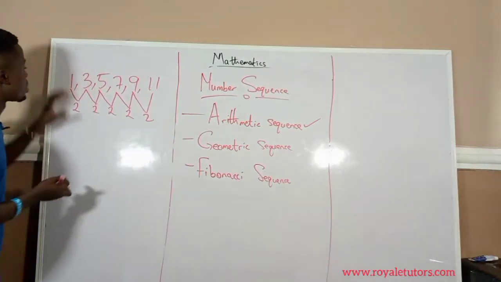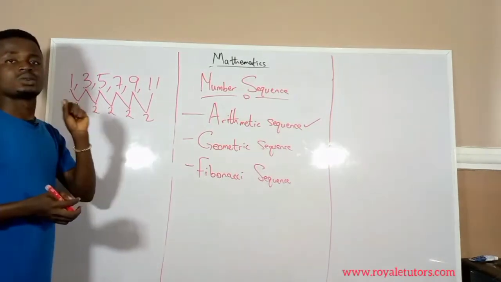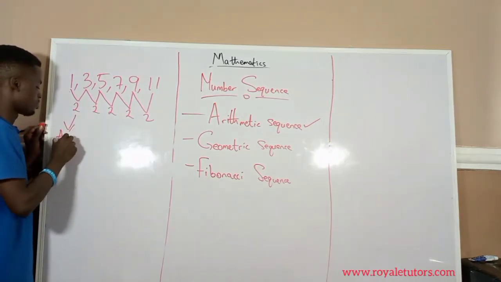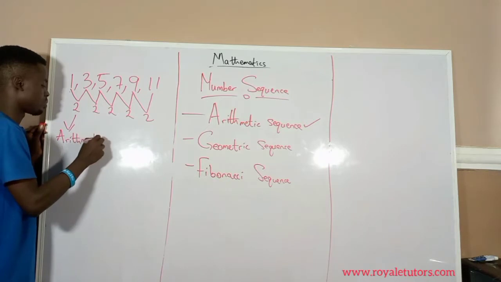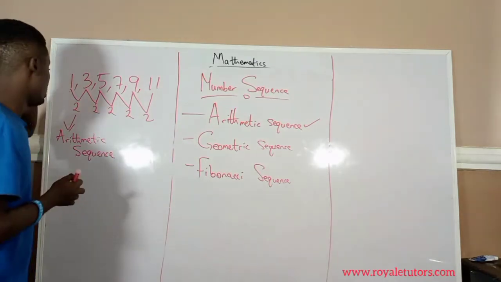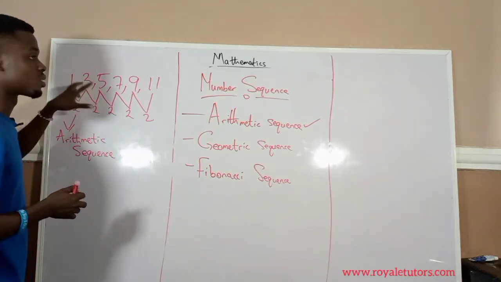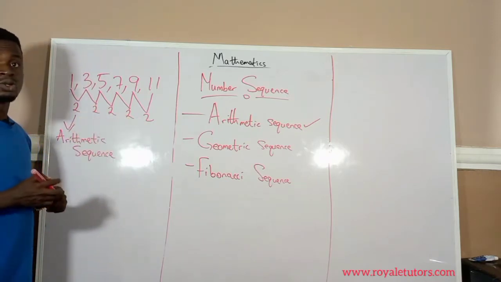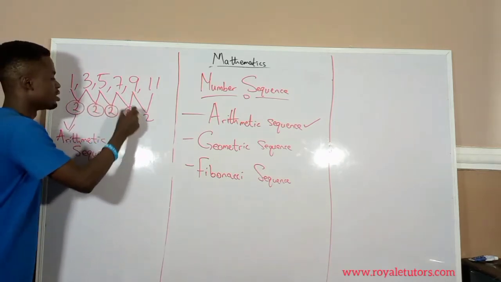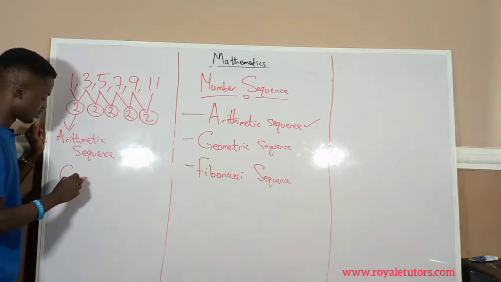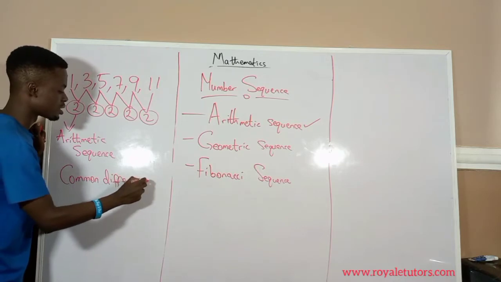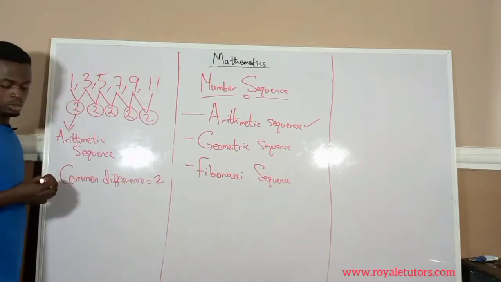So whenever you have a sequence like this in which the difference between every consecutive term is constant, then the sequence is called an arithmetic sequence. Whenever you find the differences between consecutive terms and you get the same answer, it's called an arithmetic sequence. And these answers that you've gotten are called the common difference. So you can say the common difference of this arithmetic progression is 2. Don't forget where we started from.